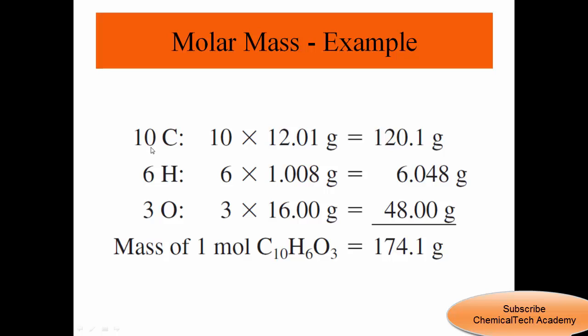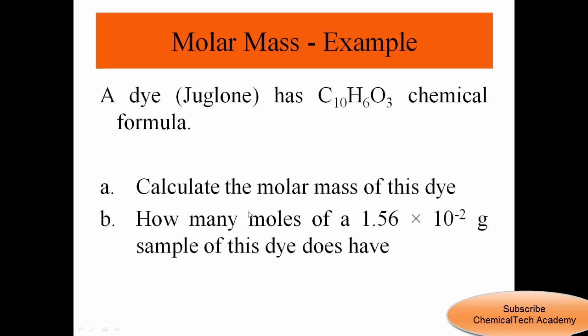So in 1 mole of this dye we have 10 moles of carbon, 6 moles of hydrogen and 3 moles of oxygen. So 10 times 12.01 is going to be 120.1. For hydrogen it's going to be 6 times the atomic mass, which is 1.008, so it's going to be 6.048 grams. For oxygen we have 3 times 16, so we have 48. So if we add all these 3 numbers, we're going to get the molar mass. So the mass of 1 mole of this dye is 174.1.